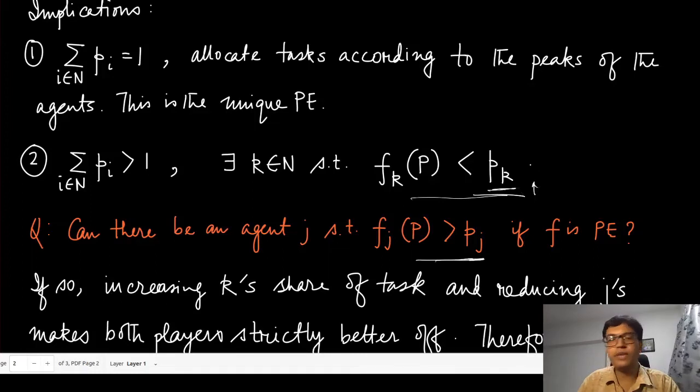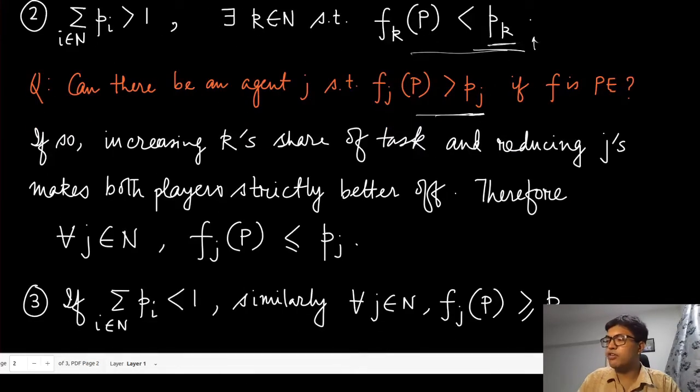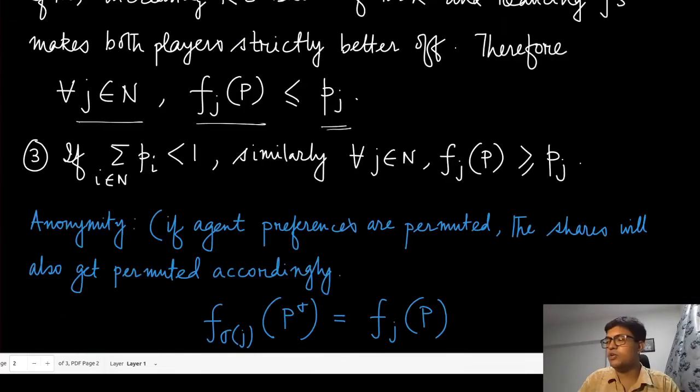So there cannot be any agent which got more than its peak, and therefore we can conclude that under this condition, that is, if the sum of these peaks is more than 1, for every agent the allocated share of the task should be at most P_j, cannot be more than that. And similarly, you can use the argument to show that when this sum is less than 1, the share of the task should be at least P_j.